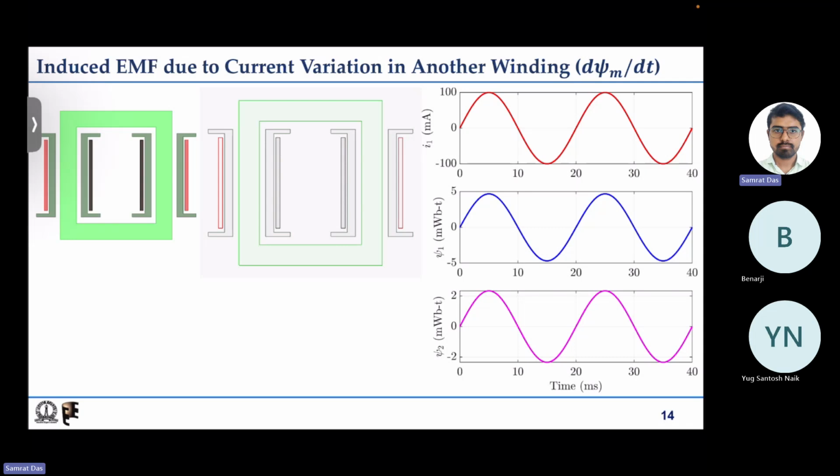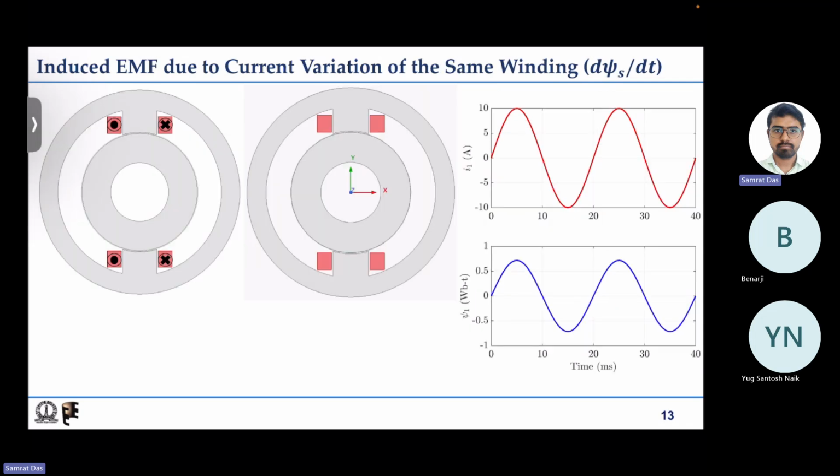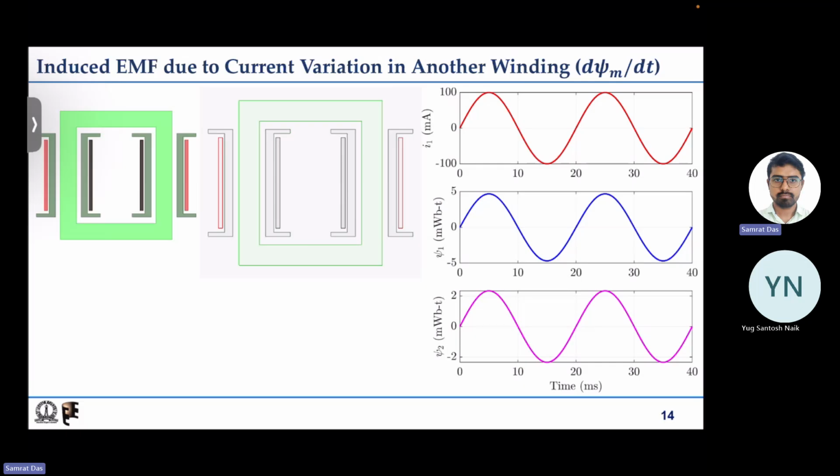Both these induced EMFs are called statically induced EMF or transformer EMF, because in a transformer nothing really moves, and the phenomenon can be modeled by putting an inductance, either self inductance or mutual inductance.